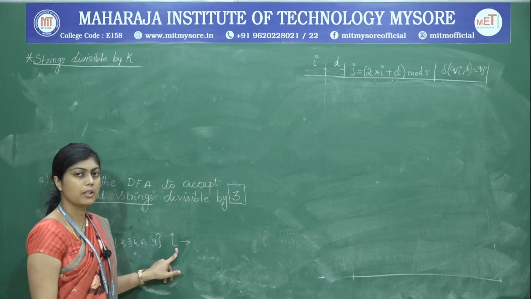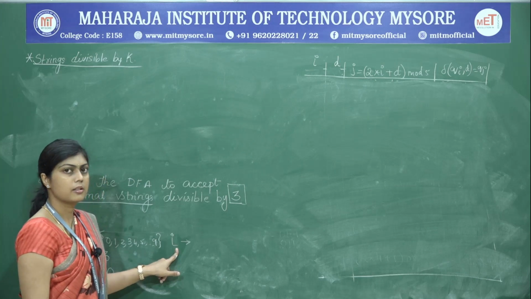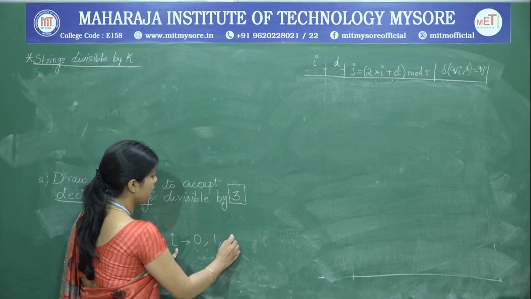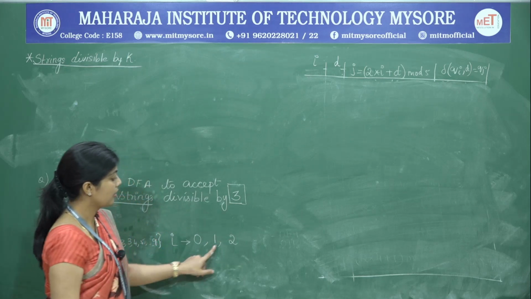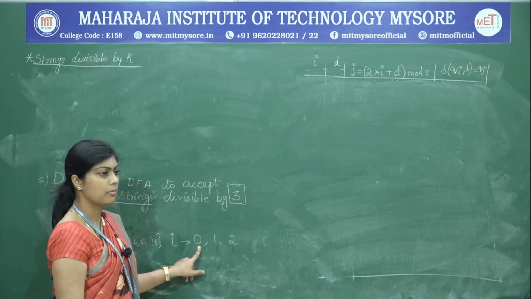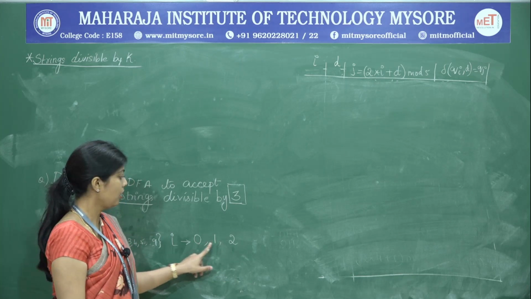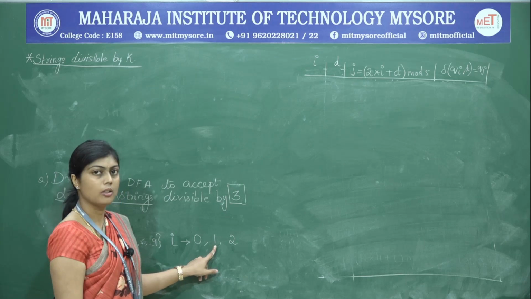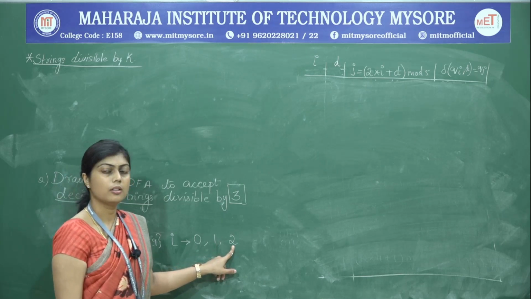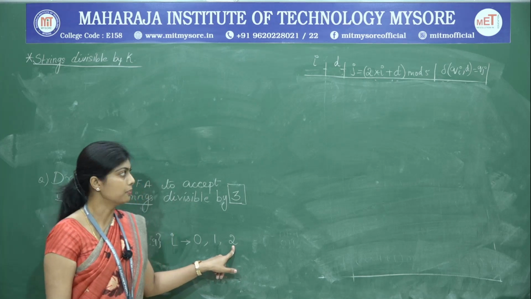Next, we have to determine the remainders. When any number is divided by 3, the possible remainders are 0, 1 and 2. So there are 3 states in this DFA, one representing all the numbers which give us the remainder 0, the second one representing all the numbers which give us remainder 1, and the third one representing all the numbers which give us a remainder 2.